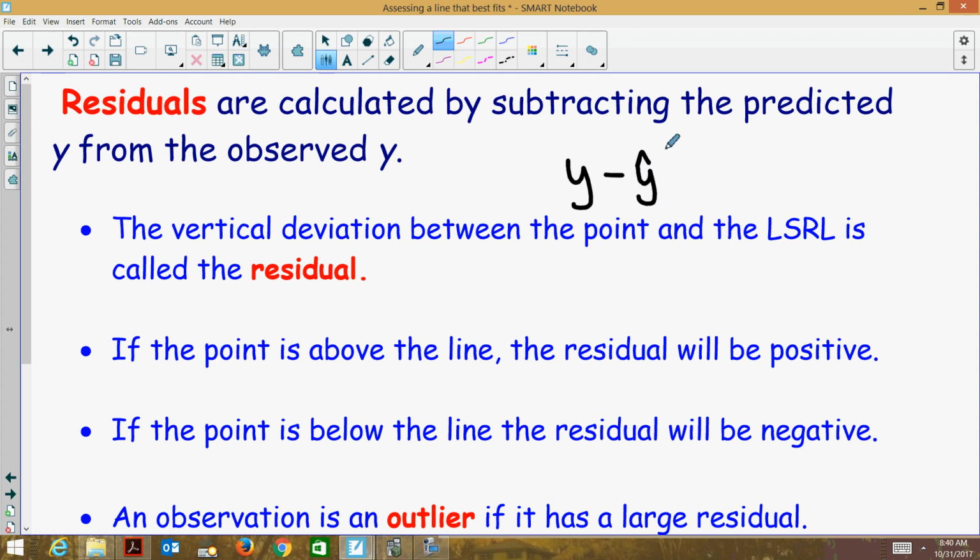So yes, you will have to find what the model predicts y would be by plugging x in to your least squares regression line. The residual is the vertical deviation between the point and the least squares regression line. If it is above the line, the residual should be positive because we are subtracting our actual from our predicted, and it's above the line. If the point is below the line, the residual will be negative.